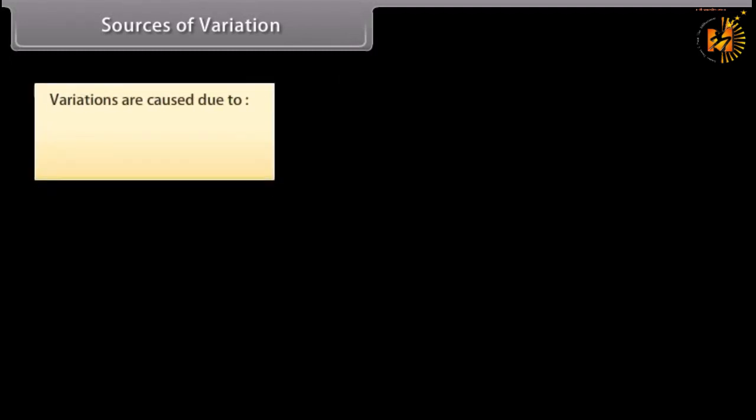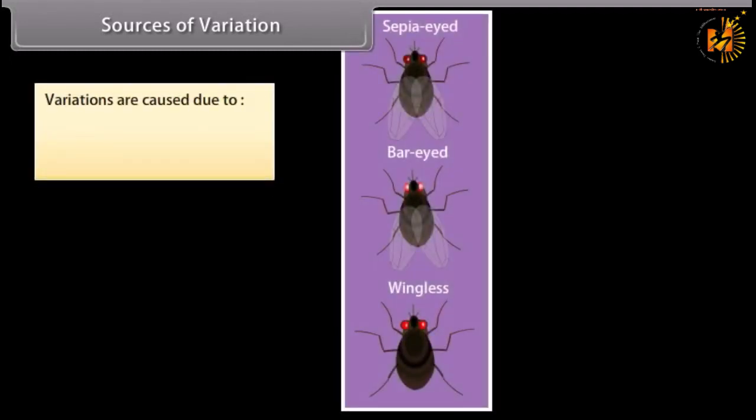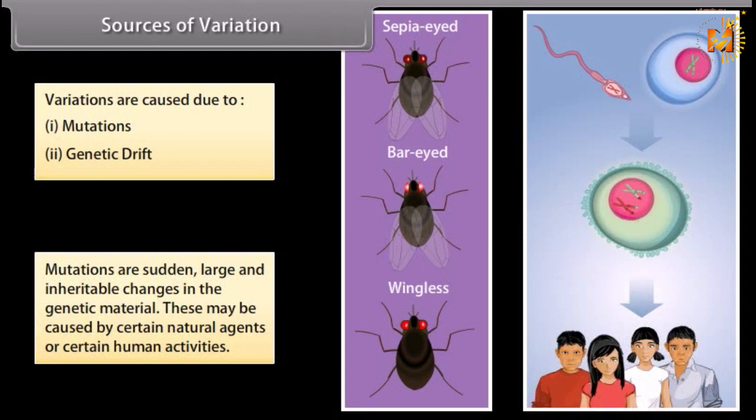Sources of variation. Variations are caused due to mutations and genetic drift. Mutations are sudden, large, and inheritable changes in the genetic material. These may be caused by certain natural agents or certain human activities.